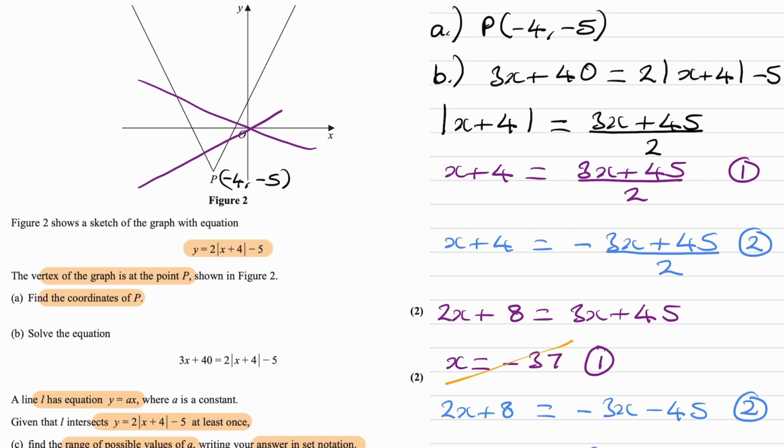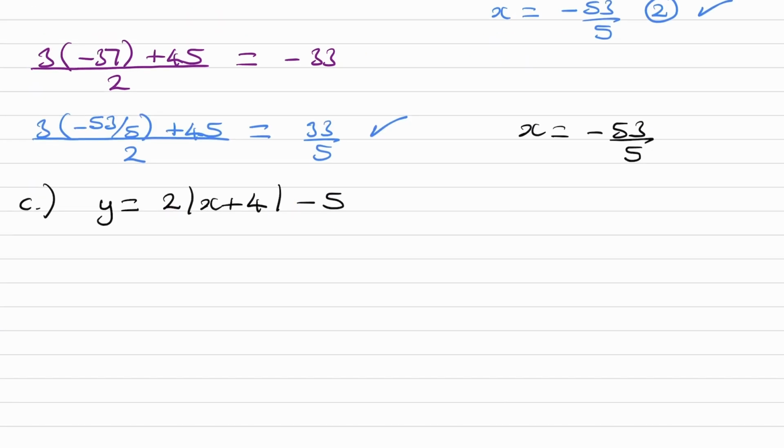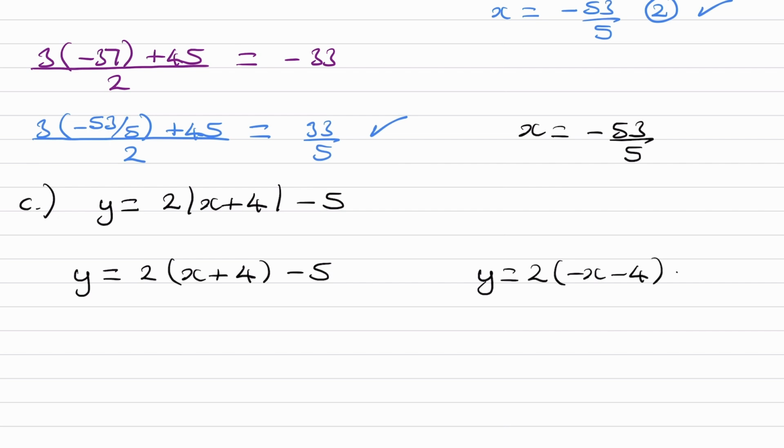So before we start properly sketching on this graph to figure out the range of gradients, let's work out the equations of the two lines that make up the modulus function. So we know that our modulus function is this, just copying it out from the question. And if we make what's inside the modulus function positive and then negative, that will give us the equations of the two lines that make up that modulus function. So here's the positive version and then the negative version. So two lots of minus x minus 4, minus 5.